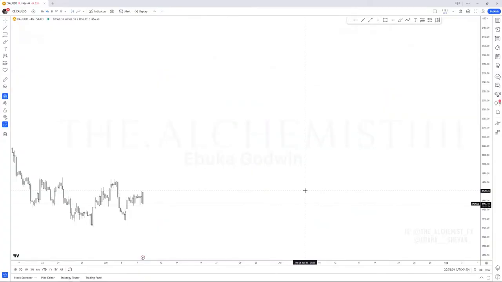So we had a few, right? We had two continuation trend lines, bullish and bearish, and then the break and retest reversal trend line, and then the break of the reversal trend line.